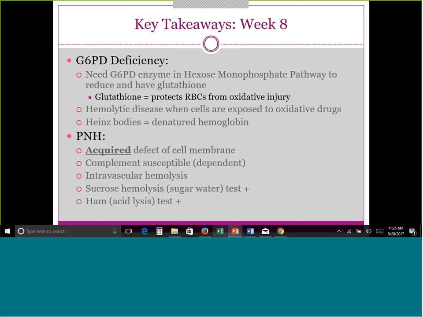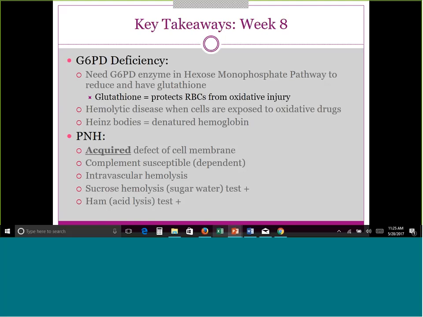G6PD deficiency, this is an enzyme deficiency. Remember, we need the G6PD enzyme in the hexose monophosphate pathway. That pathway is what gives us glutathione, and glutathione protects our red cells from oxidative injury. So you do need to keep this pathway in mind. So if you are missing that G6PD enzyme, you're not going to get glutathione to protect our red cells.